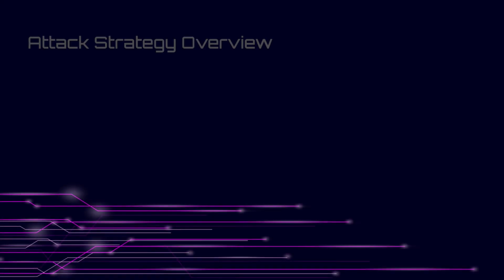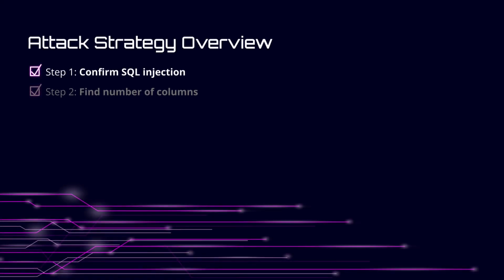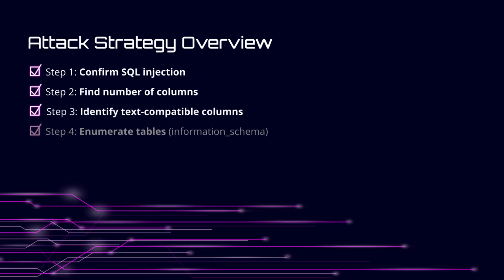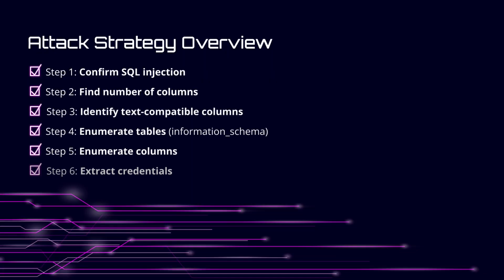Now that we understand the lab setup, let's break down the attack strategy step by step. First, we confirm that the input is vulnerable to SQL injection. Next, we determine the number of columns in the original query. This is important because a union attack requires the same number of columns to work correctly. After that, we identify which columns can display text data in the response. These will be used to extract useful information.